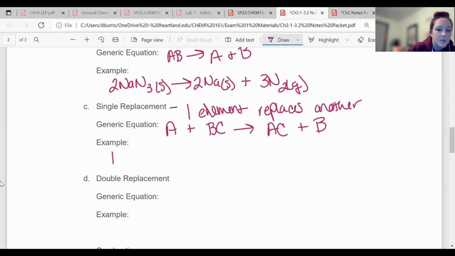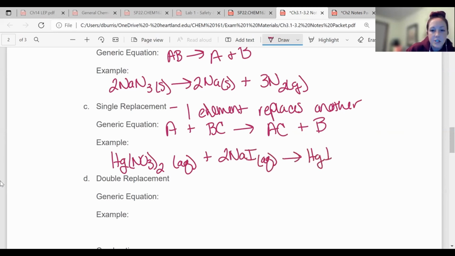Okay, so here I've got mercury nitrate, aqueous. This happens a lot with aqueous solutions. Sodium iodide makes HgI2 solid and 2NaNO3 aqueous. Sorry, this is the double replacement reaction. Hang on, let me move this down.